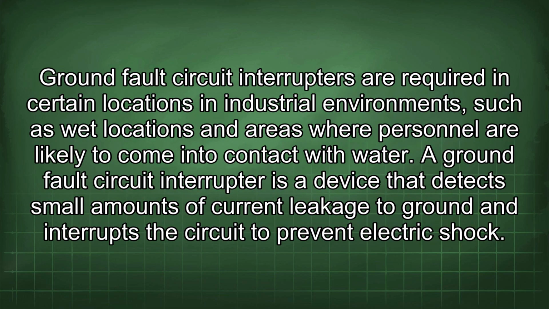Ground fault circuit interrupters are required in certain locations in industrial environments, such as wet locations and areas where personnel are likely to come into contact with water. A ground fault circuit interrupter is a device that detects small amounts of current leakage to ground and interrupts the circuit to prevent electric shock.